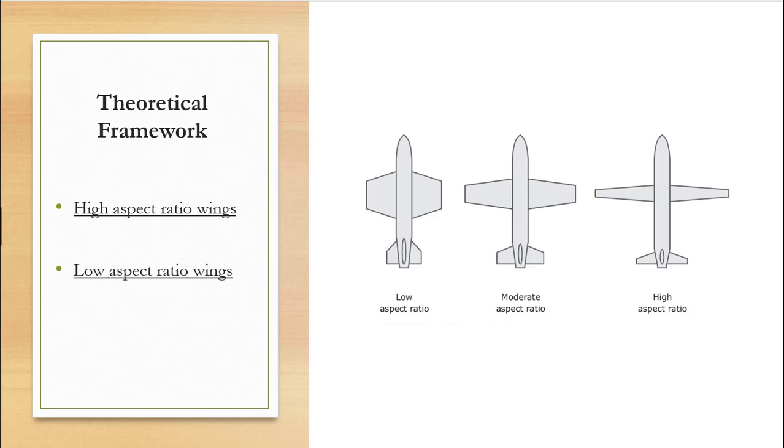I'll also take into account the wing aspect ratios, which are high aspect ratio wings and low aspect ratio wings. High aspect ratio wings give a plane more stability, less induced drag, and less fuel consumption. And low aspect ratio wings have a higher fuel consumption, but they are a bit more maneuverable.